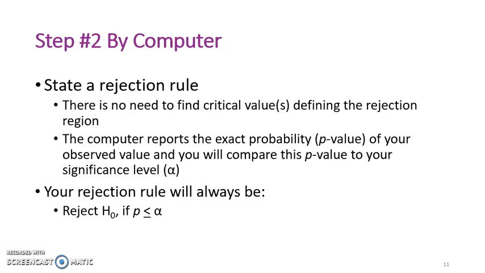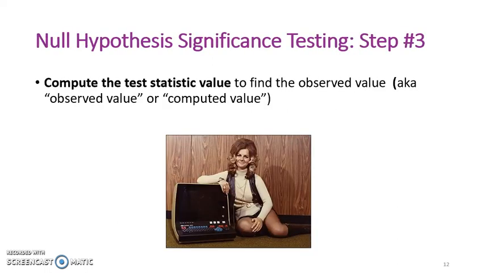In this case, on the computer, your rejection rule will always be reject the null hypothesis if the p-value that the computer reports is less than or equal to your alpha that you set, typically 0.05. I'll talk more about p-values in a minute. Step 3 is to compute the test statistic value. The result is also called your observed value or your computed value. Again, we'll cover how to compute different test statistic values later for the remainder of the semester.